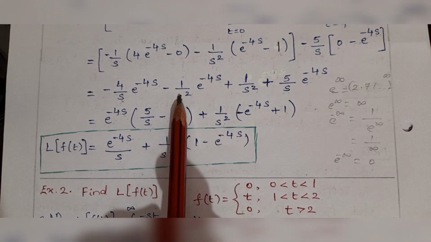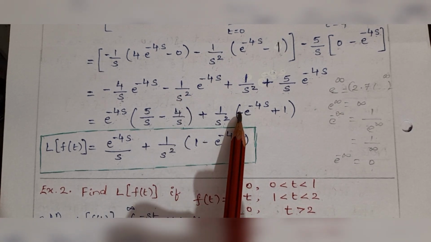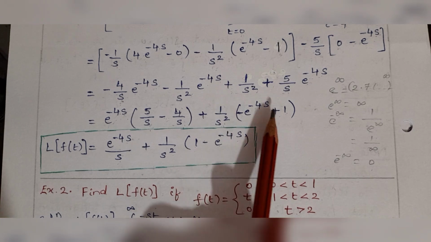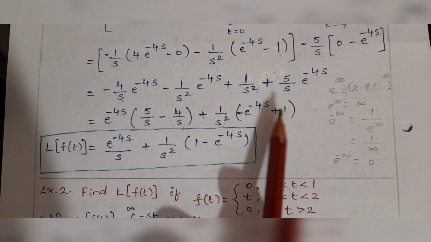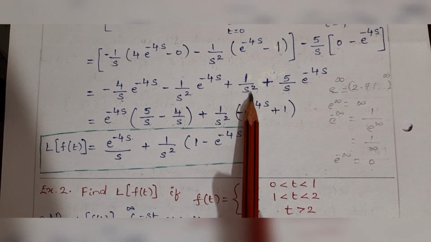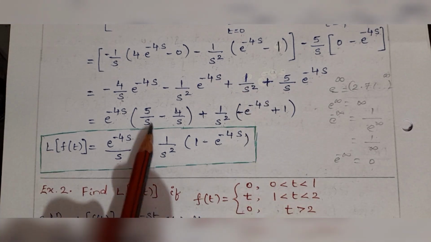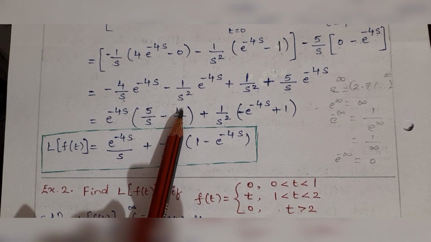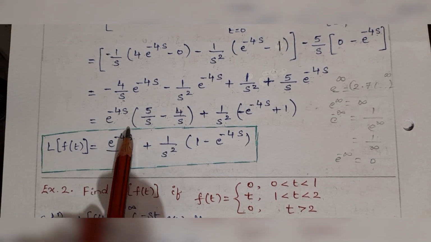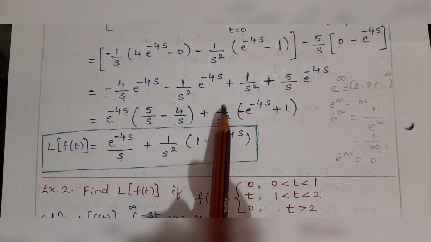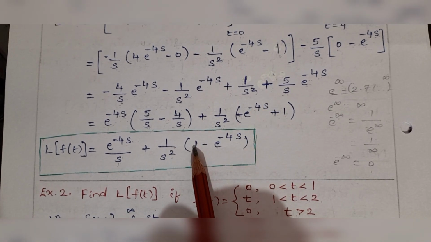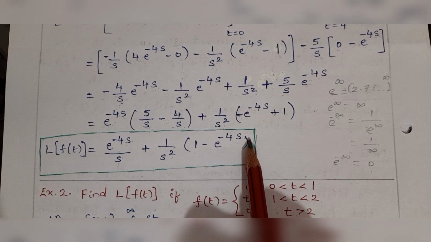So this second term, the sign will be my negative sign. Put negative sign here. This third term sign is positive, write 1/s square into 1 is 1/s square. Next, take LCM. Otherwise 5 minus 4 is 1. So e power of -4 is divided by s plus 1/s square. First write down the positive value, 1 minus of e power of -4s.